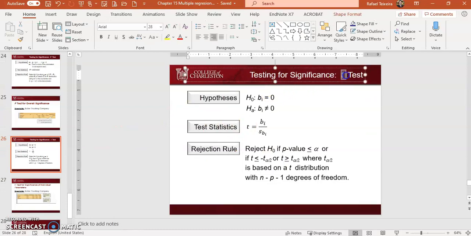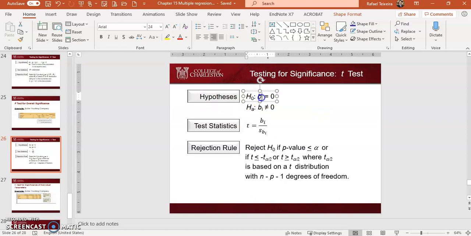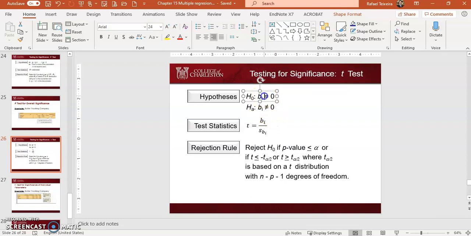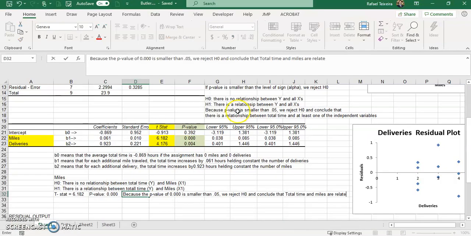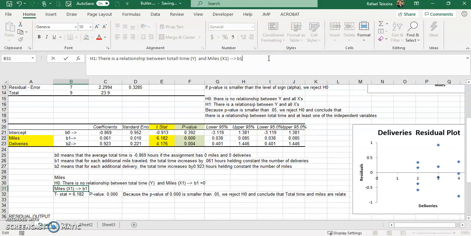This is the test of significance using the t-test. The hypothesis is that bi, in this case the coefficient can be b1, b2, b3, where i means which coefficient we are talking about, is equal to 0. The alternative is that it is different than 0. This null hypothesis is the same thing as saying there is no relationship between total time and miles, which is expressed by our b1 equal to 0. Okay? And this one is expressed as b1 different than 0.